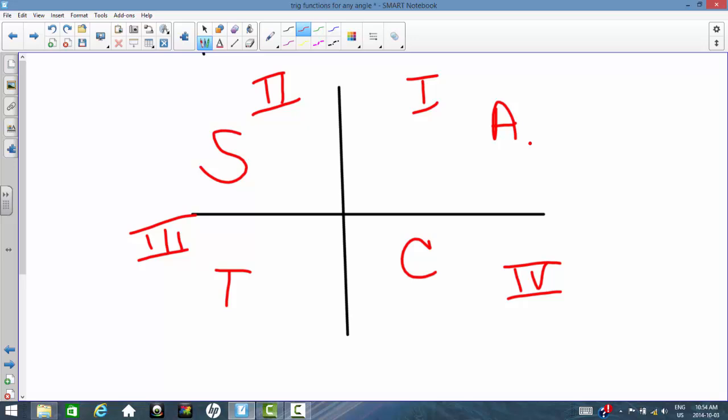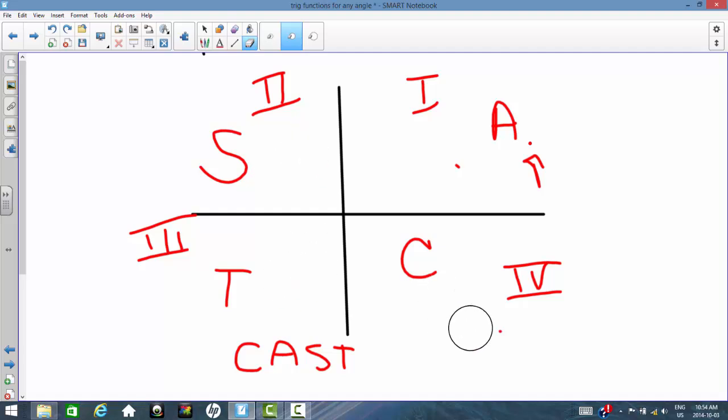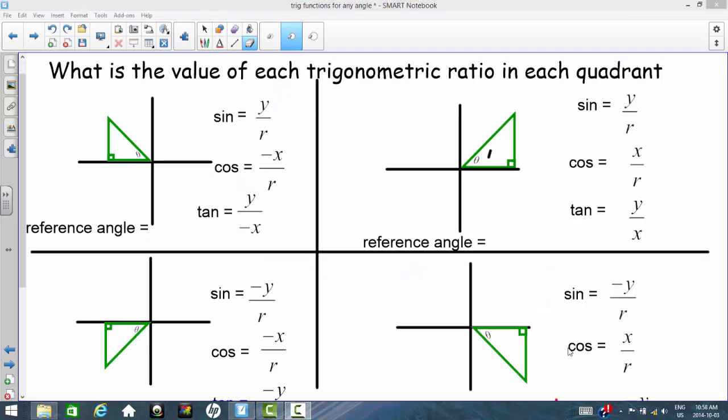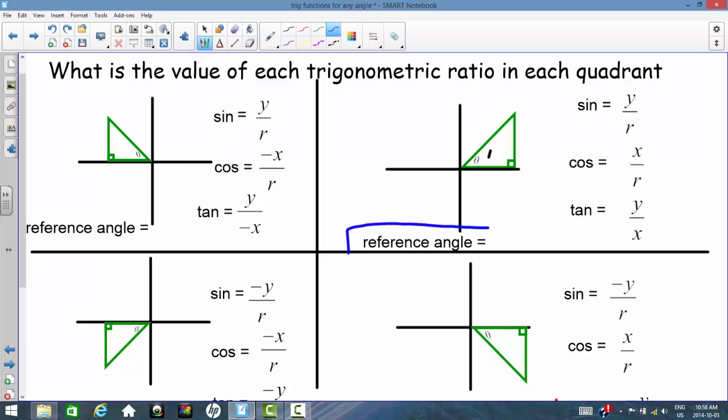The way that I remember it, it's called the CAST rule. So cos is positive here, all are positive here, sine here, and tan there. It's just a good way to remember where they're positive and where they're negative, because that'll come up when we're actually trying to calculate the values of an angle, and you'll see that in a minute.